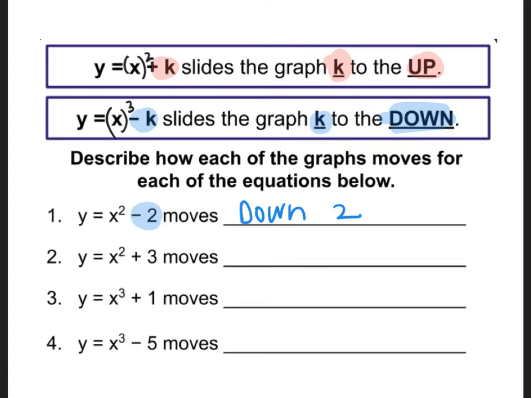For my next one, we have a positive k value, y equals x squared plus 3. That means that my graph is going to move up, and my k value is 3, so it's going to move up 3. Go ahead and try the next two, and I'm going to move on to the next slide.